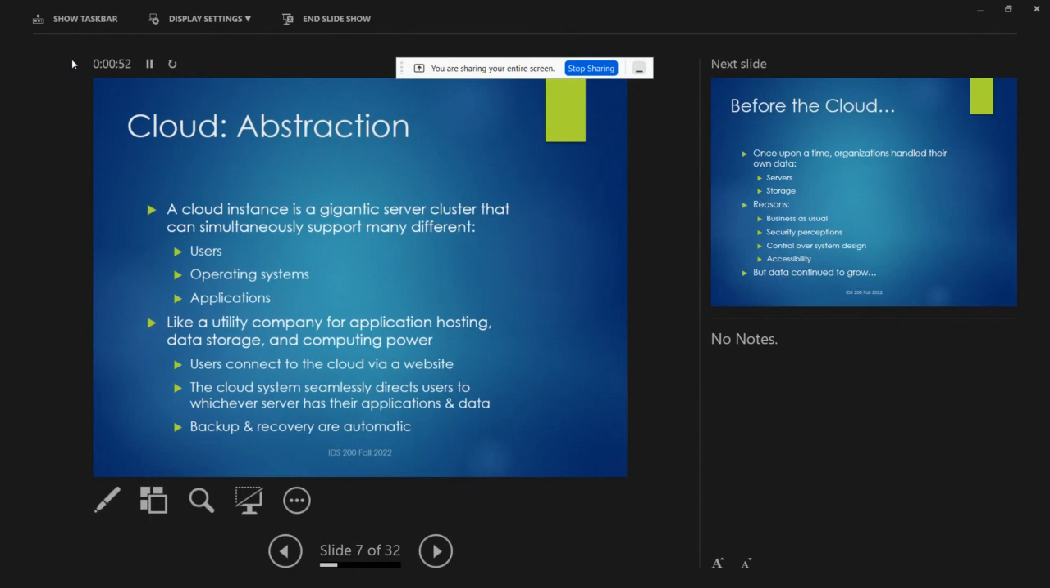So users connect to clouds via some website. The cloud system seamlessly directs users to whatever server has their applications and data, right? You go through some interface. Amazon knows what machine a given user's data is on or where their applications are, and they will connect the user to that particular machine when they go to the interface, when they go to the web. And of course, they provide automated backup and recovery services. So your data automatically gets backed up. If an application fails, Amazon will bring up another server running that same application and make your data available to it. So that's essentially what cloud does.